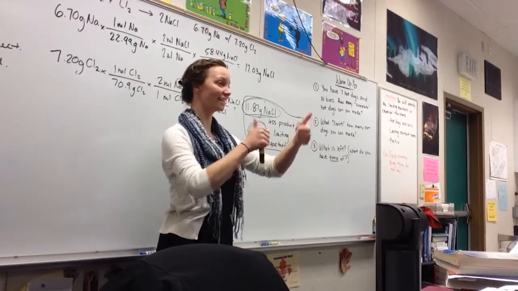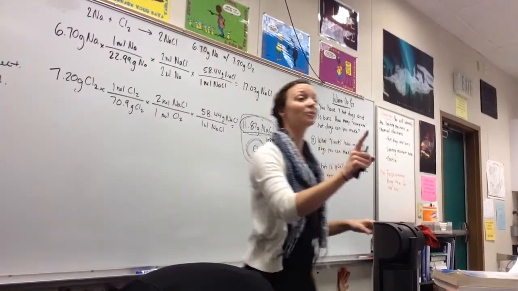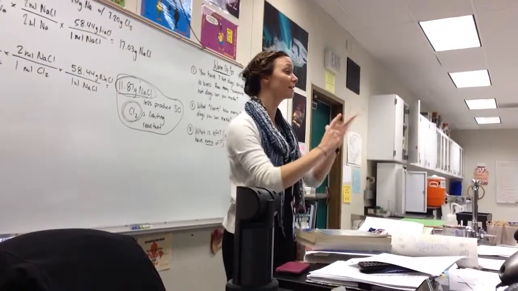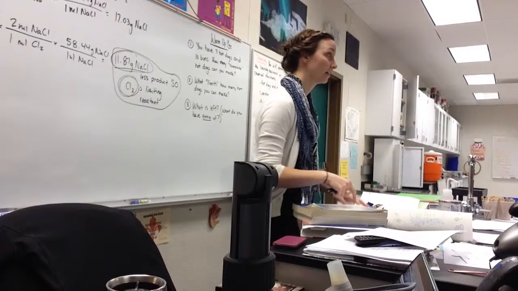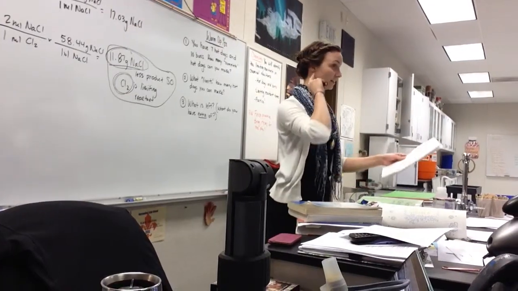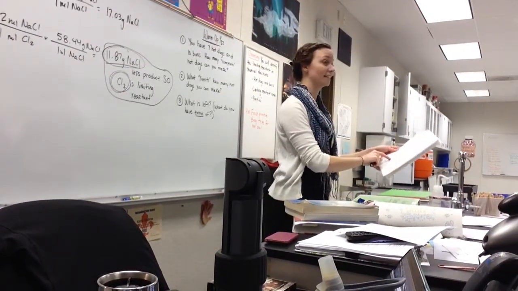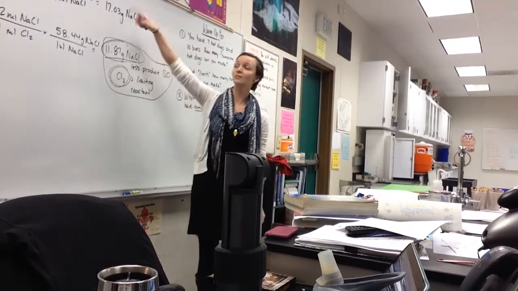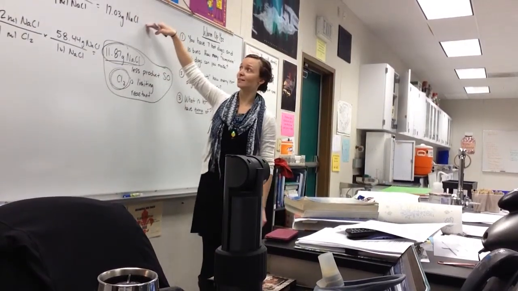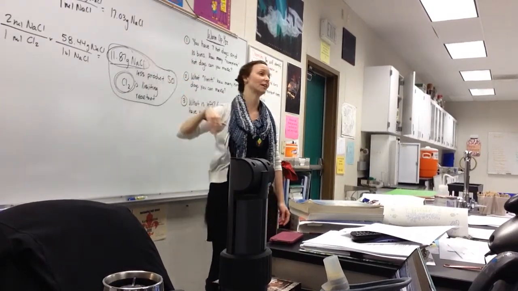Okay, so guys, the last question, what was the last question? So the first was, what is the limiting reactant? The second question was, how many grams of NaCl are produced? So which one are we actually going to make? So these two things come together. Are we actually going to make the 17.03 grams, or are we actually going to make the 11.87 grams?